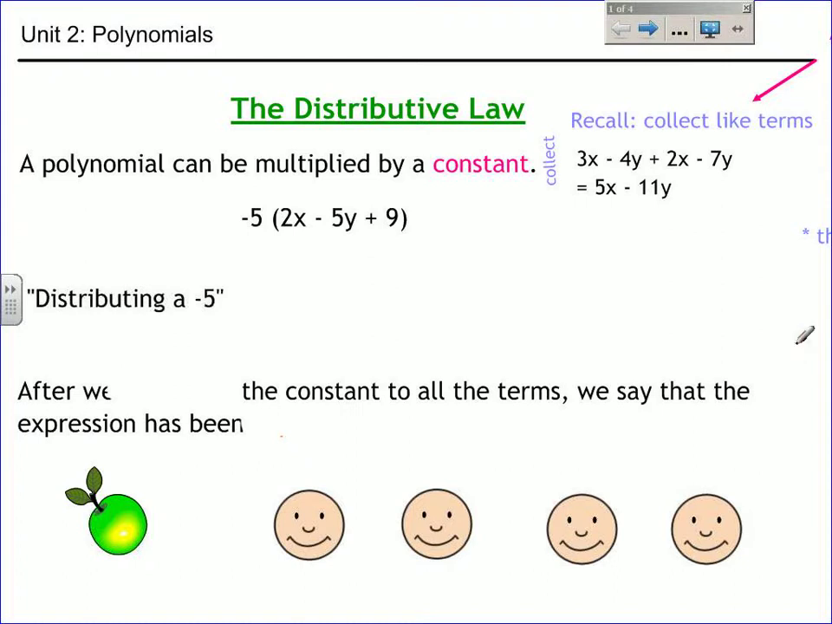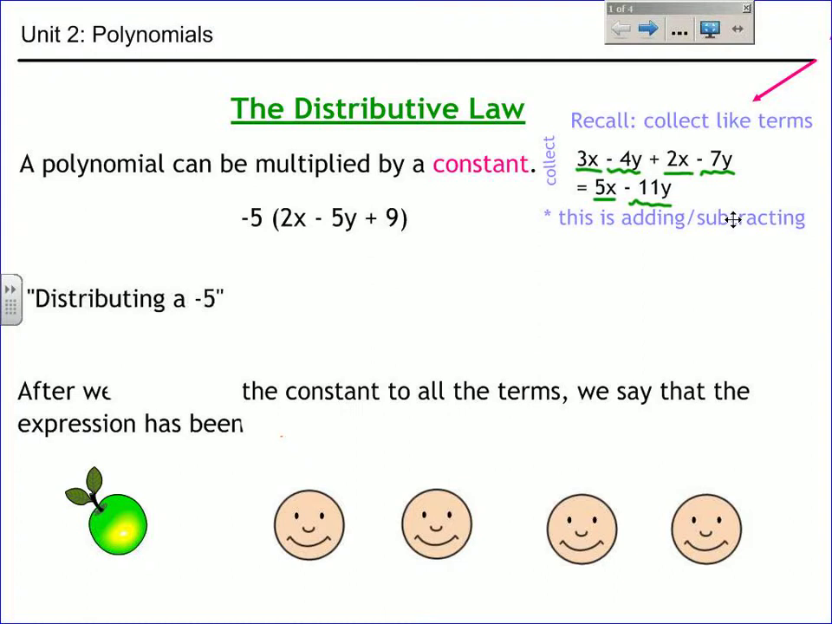So if you take a look at this one, 3x minus 4y plus 2x minus 7y, you're going to identify that the x terms are the same. 3x plus 2x, if you add those up, you get 5x. Negative 4y minus 7y is negative 11y. That's why we're writing subtract 11y. And what you're doing here in terms of math operations is adding and subtracting. So collecting like terms is an adding and subtracting sort of step.